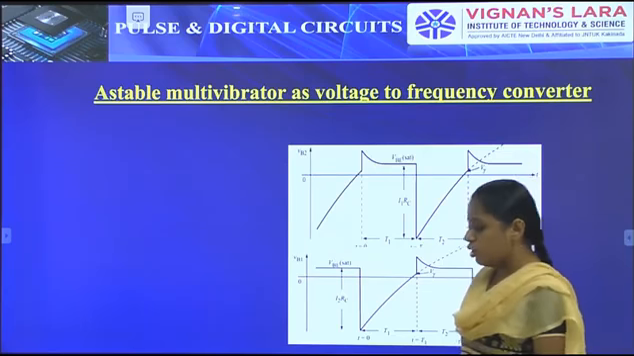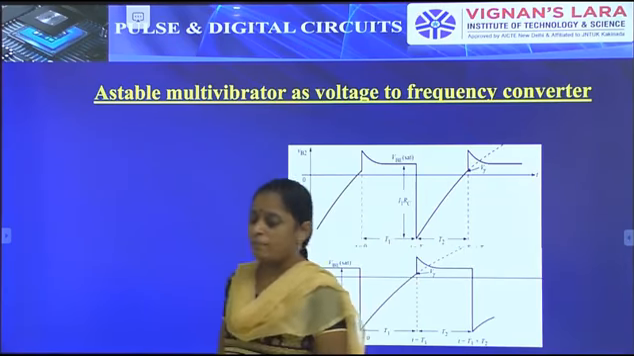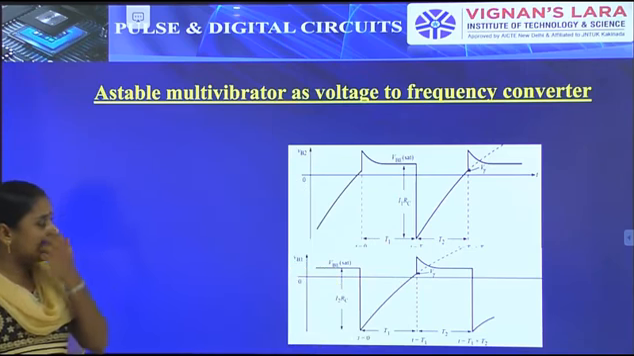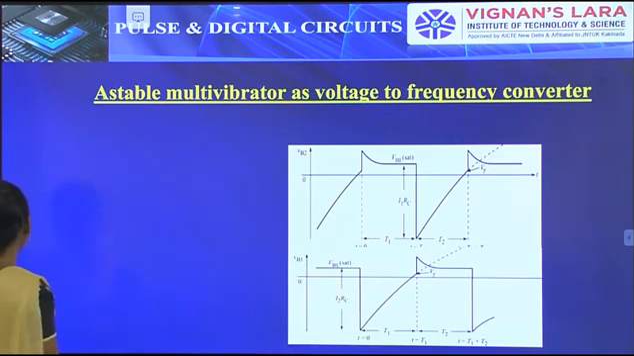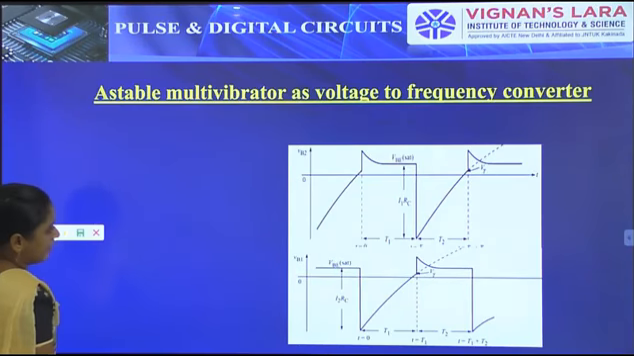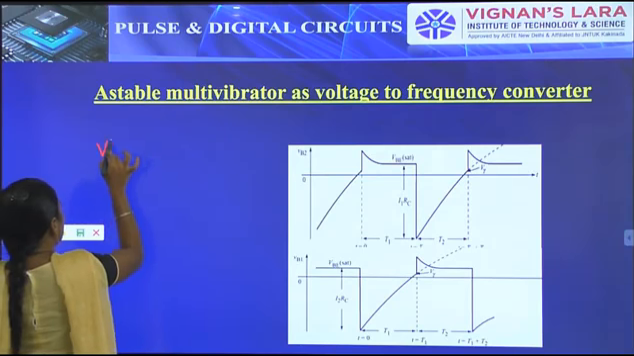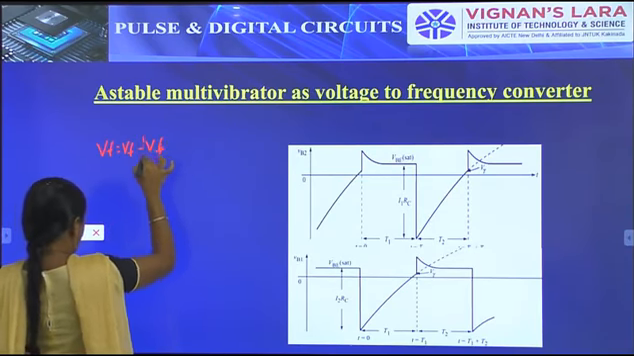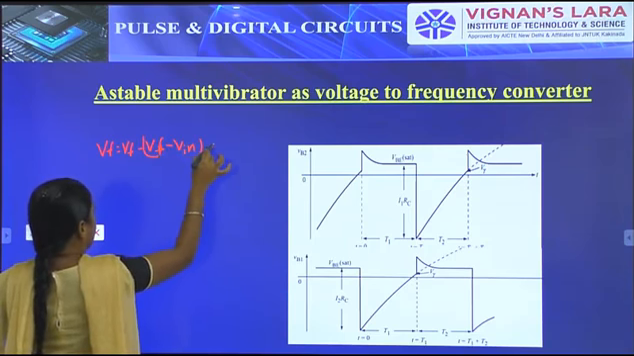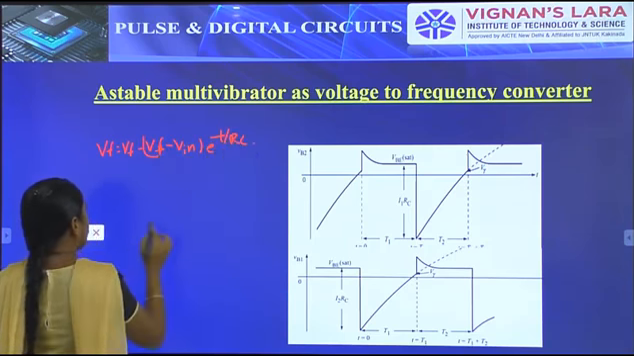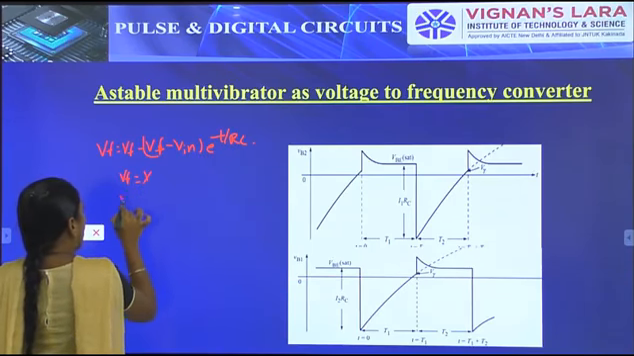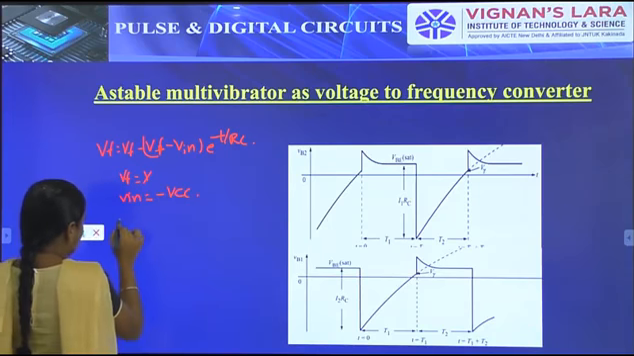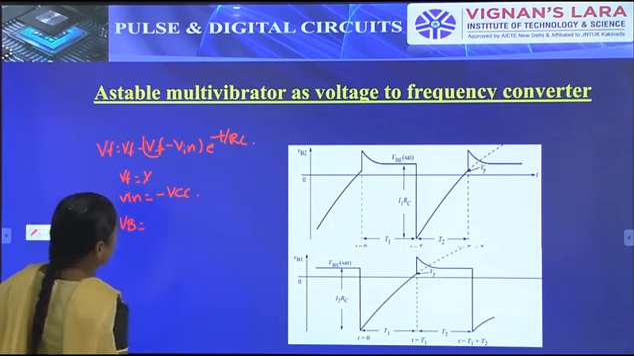So let us check. The previous setup will be the same, but the only difference is that V final will be V and V initial will be as usual. So let us take the condition at T is equal to T2. V final is equal to V final minus V initial into e power minus T by RC. As usual, here V final is equal to V and V initial is equal to minus VCC. Just in place of V final we have to substitute the VB value.